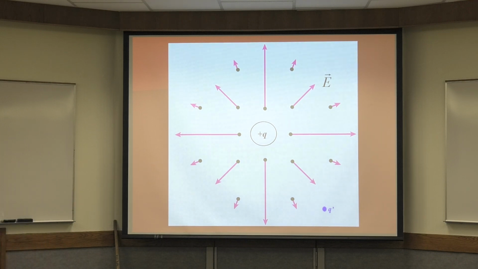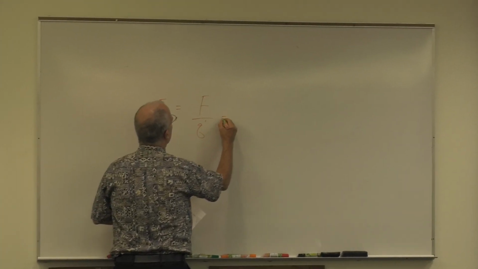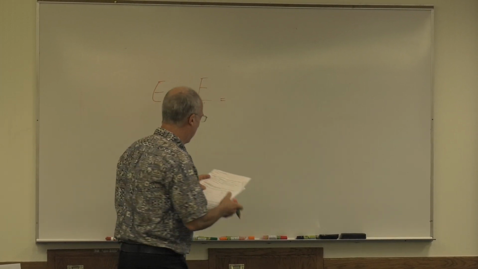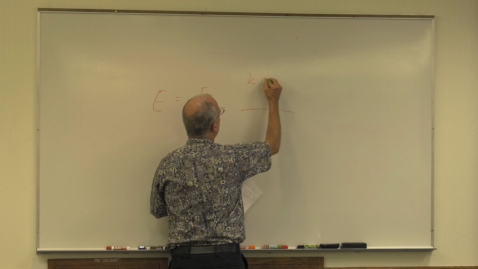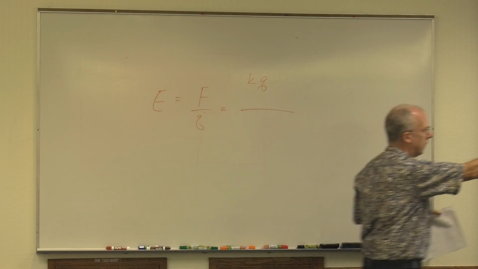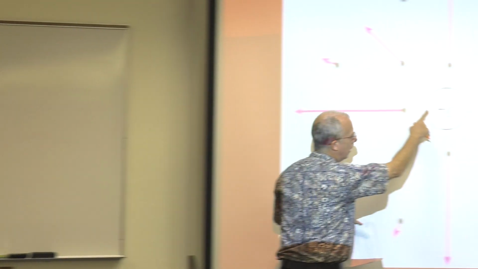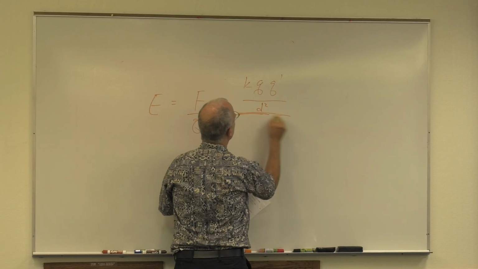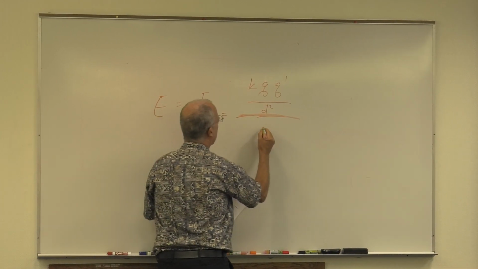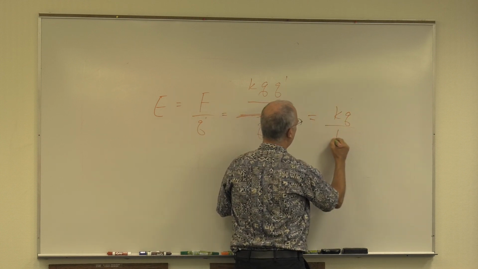So the magnitude of the E field is the magnitude of the force divided by the probe charge. Okay, well, what's the force? Coulomb's law. So the force is K, charge number 1, that's this guy, charge number 2, the probe, divided by the distance. Let's call this distance d. Divided by d squared. But then we divide by the probe. So what do you get? You get K, Q over d squared.